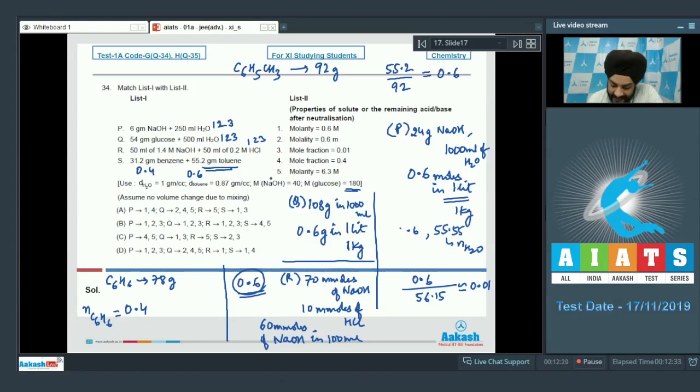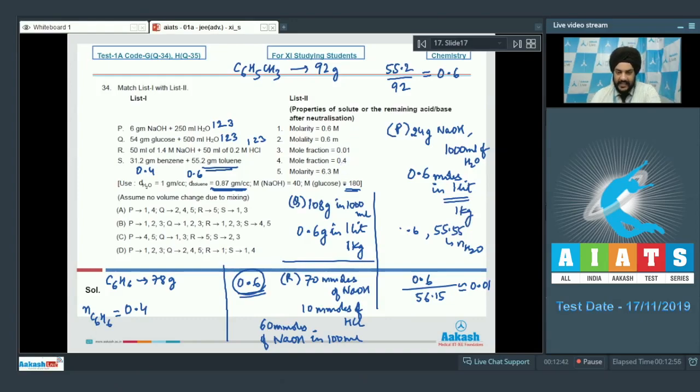Okay. The density of toluene is given to us, students. It is 0.87 gram per cc. So the volume of toluene will be less than the 55.2 grams which was given to us. So students, the 1, 2 and 3 option will not be matched. It was corresponding to a molarity of 0.6.